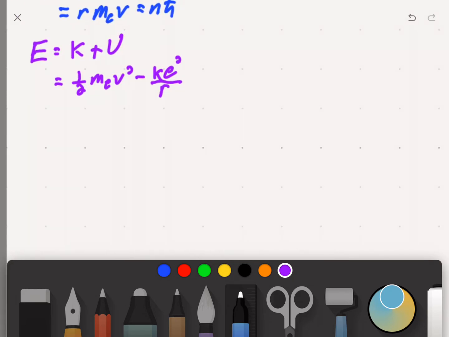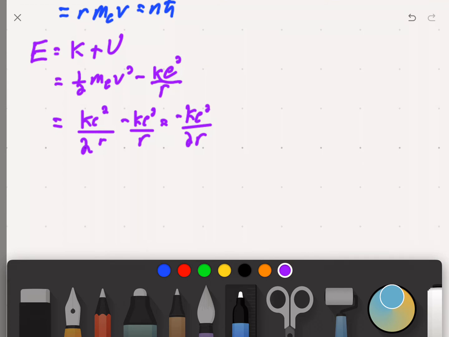Specifically, we're going to get that this is equal to k e squared over 2r minus k e squared over r, which gives us minus k e squared over 2r. So now we have an expression for the total energy that just depends on the distance between the proton and the electron. We don't have velocity in here at all.